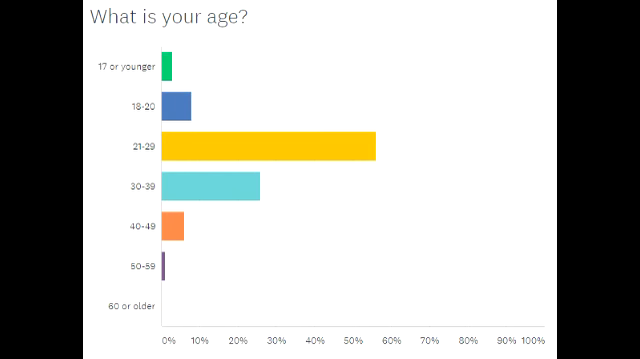So this is just a little look-see. But unsurprisingly, the majority of people were in my age group, in their 20s. Absolutely no respondents to the survey 60 or older, a few 17 or younger.